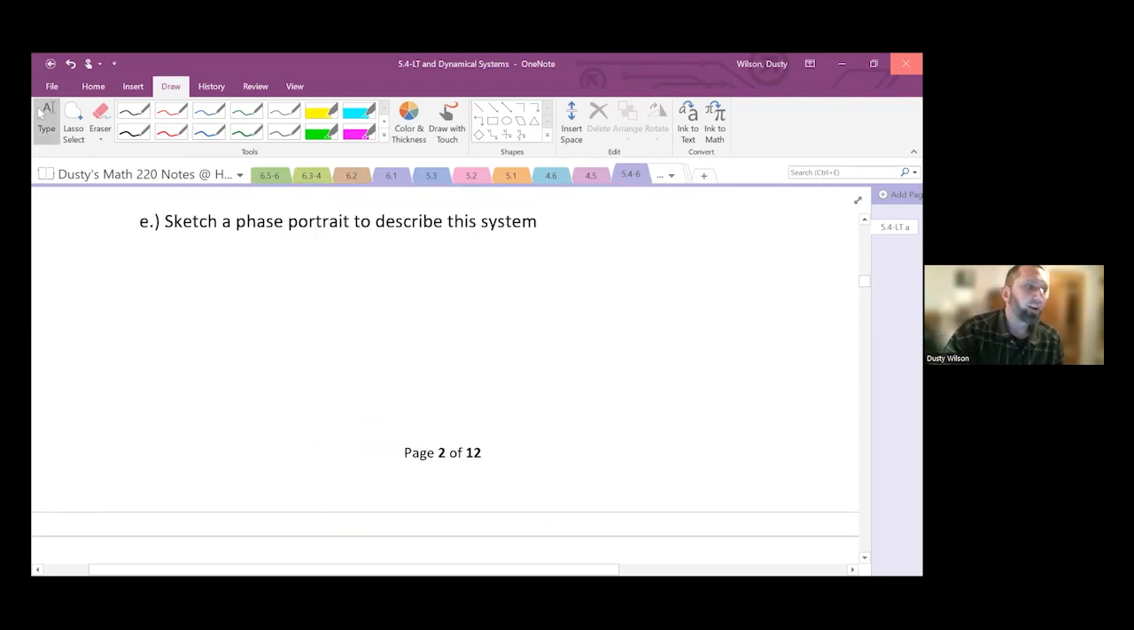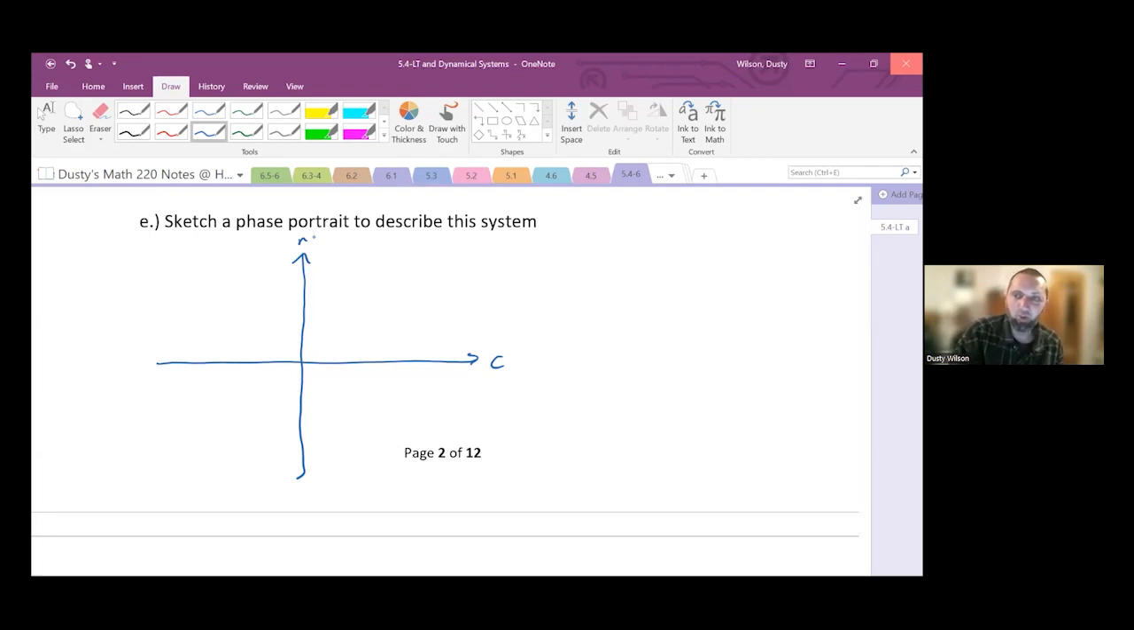We can continue on and sketch a phase portrait to describe this system. So phase portrait is as follows. Those of you that have had differential equations will find this pretty straightforward. For others, it'll be new. So we'll put our C's along the horizontal and our R's along the vertical. And then we'll graph the two eigenvectors. So we have the 200, 100.